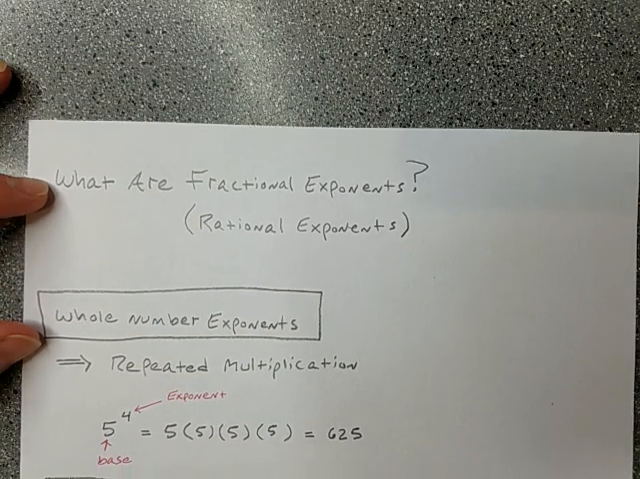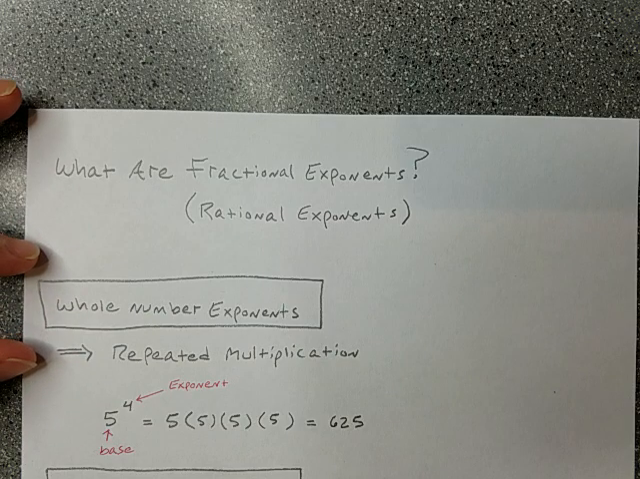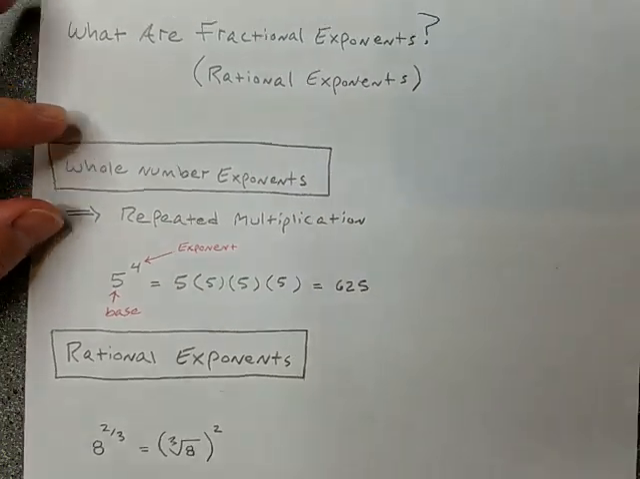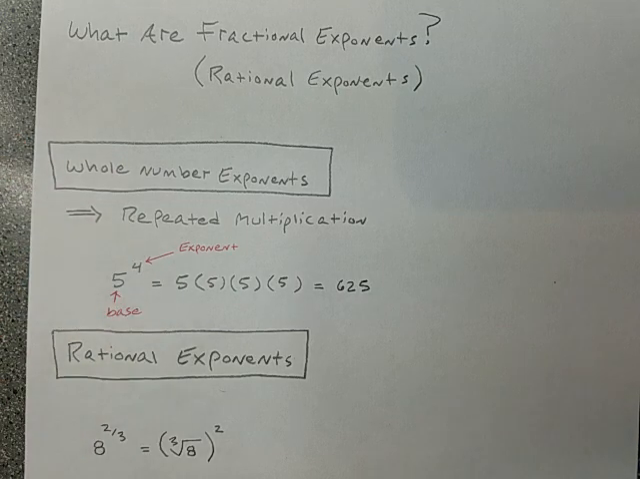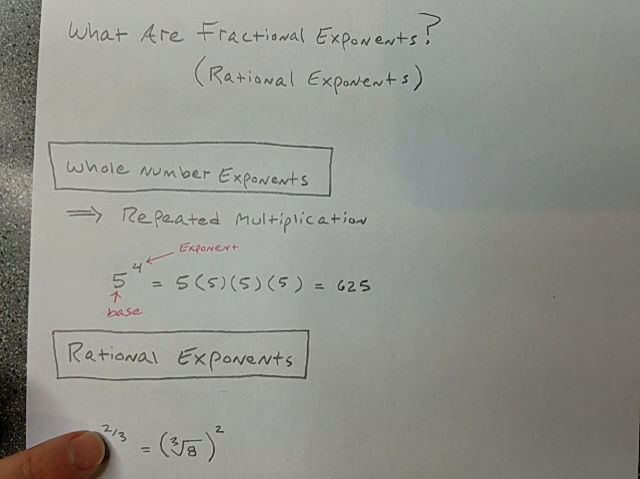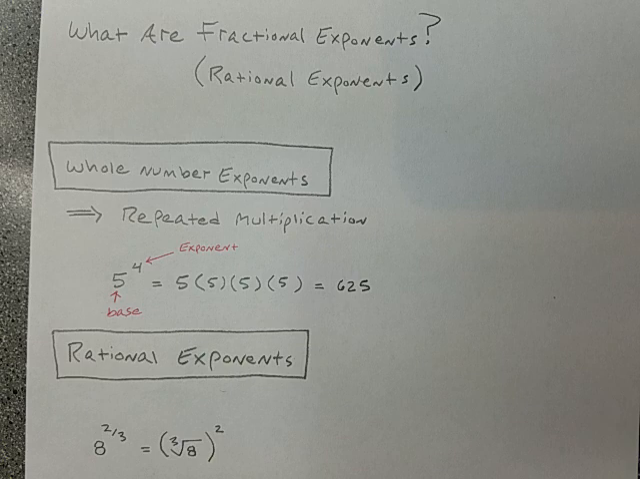So let's do this. I thought I would compare and contrast whole number exponents and rational exponents. Like an exponent like 4, that's a whole number. And an exponent like 2/3, well, that's not a whole number at all. That's a fraction, all right?